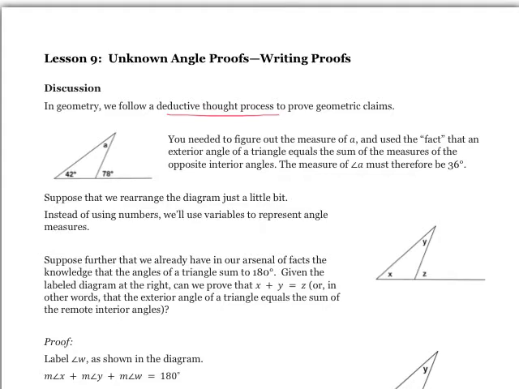And our knowledge, the known fact, is that the angles of a triangle add to 180. That's one of the things that we know. The other thing we know is the fact that linear pairs add to 180 as well. So we're going to use those two things, and we're going to write a proof for the exterior angle theorem.